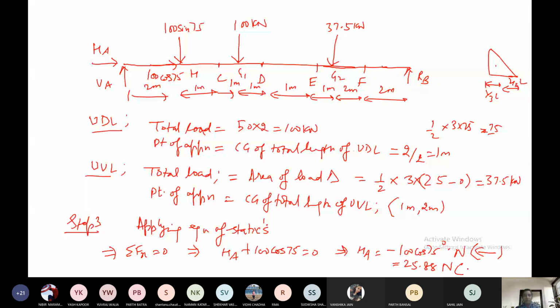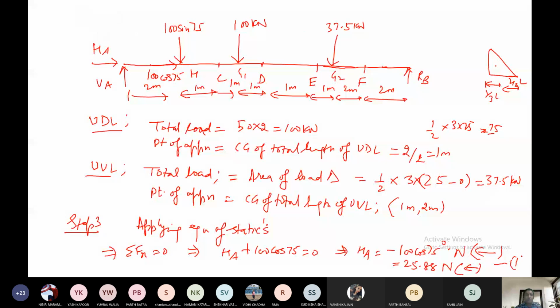Fine. So now we will calculate VA. Summation Fy is equal to 0. For that, what we have to do? VA minus 100 sin 75, because it is downward, minus 100 minus 37.5 plus RB. This should be equal to 0. This is equation number 2, and let us say the previous one is equation number 1.